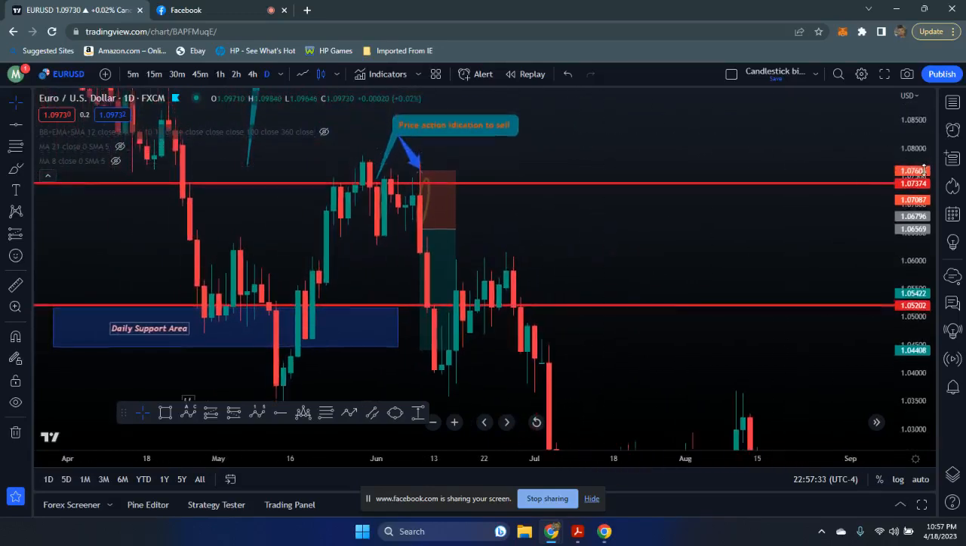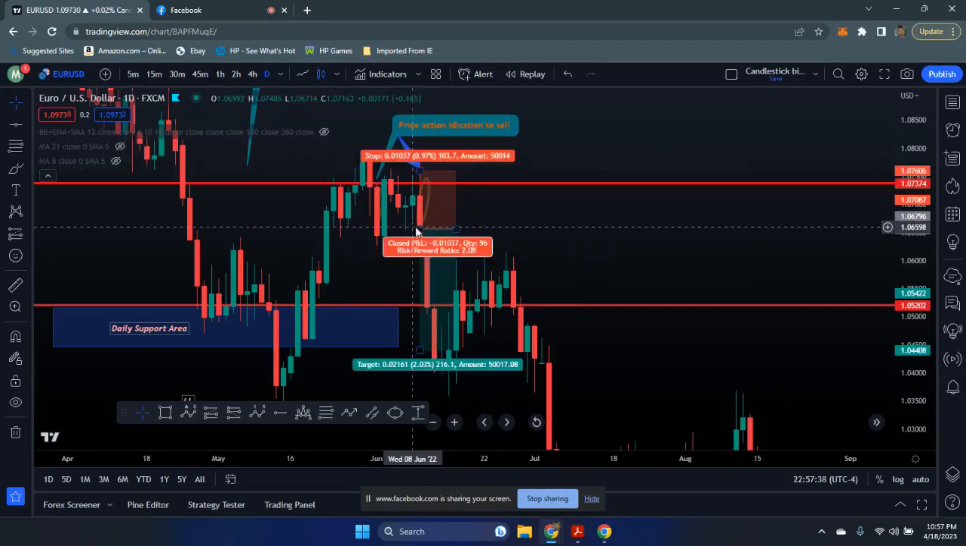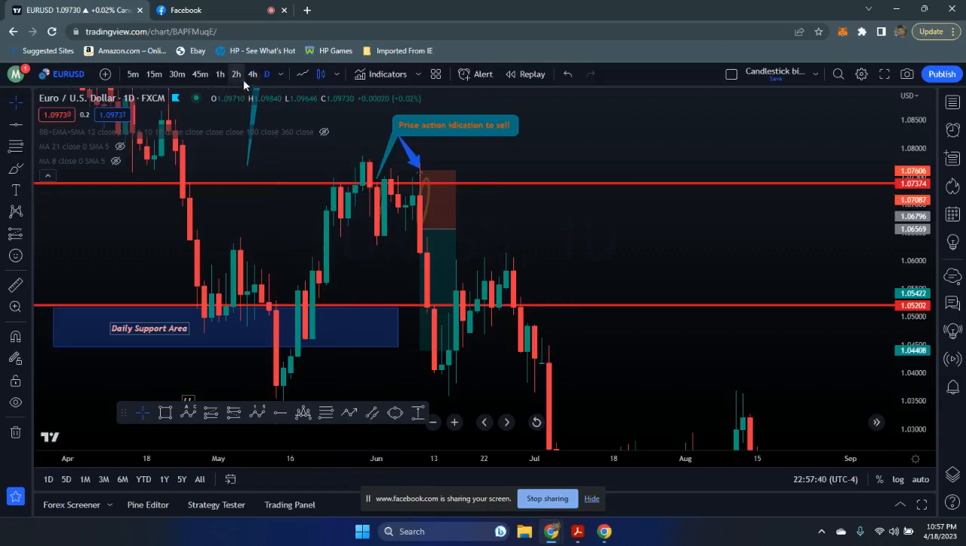So it looks like we had the price action indication of the sale. That was the bearish engulfing. Maybe we had this setup on a 4 hour.